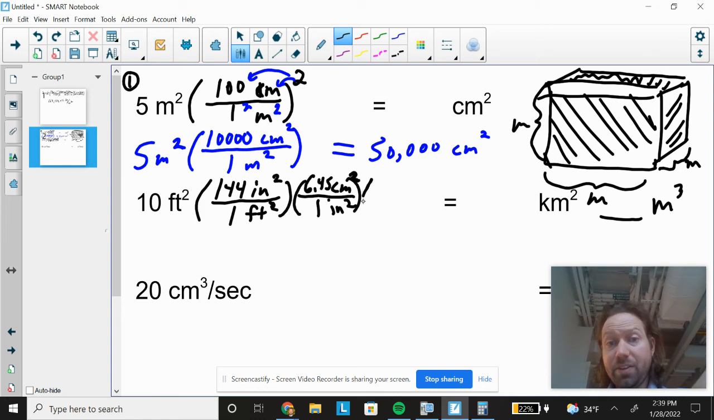Now we're in centimeters squared. What do we do now? Well, we have to get to kilometers, right? So how do we go from centimeters to kilometers squared? Well, I would go to meters first.